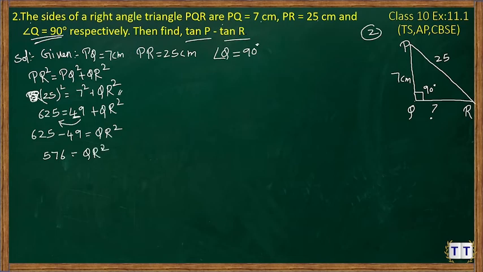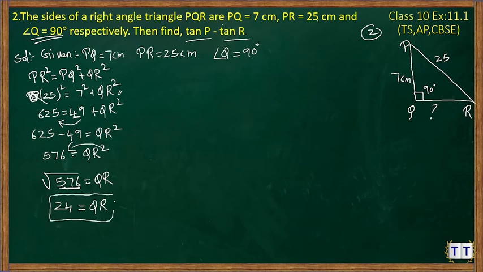I'm sending this square to this side, so it will become root of 576 is equal to QR, and 576 is also a perfect square, so 24 into 24, if you do, you will be getting 576. So QR value we have got as 24. So let's write here 24.